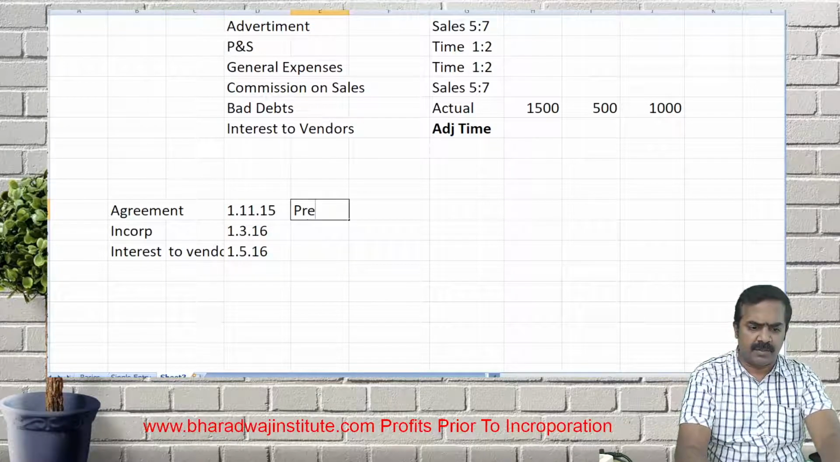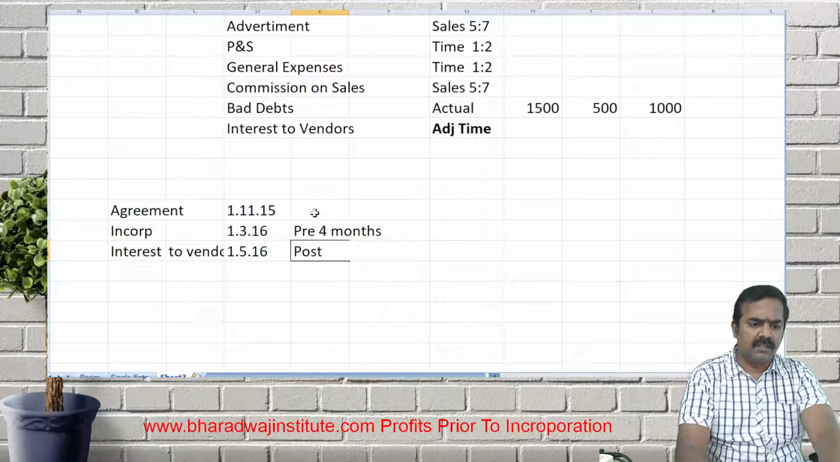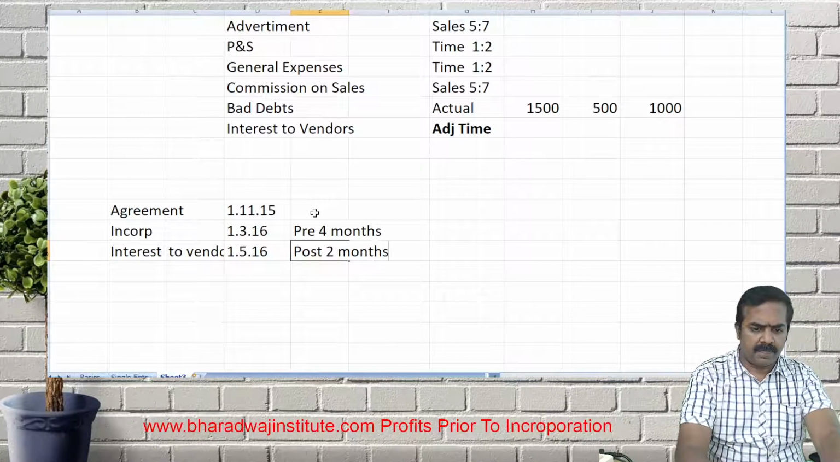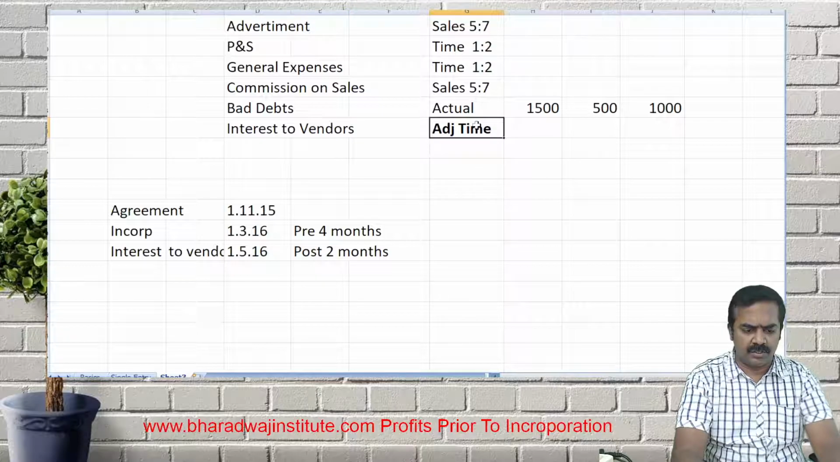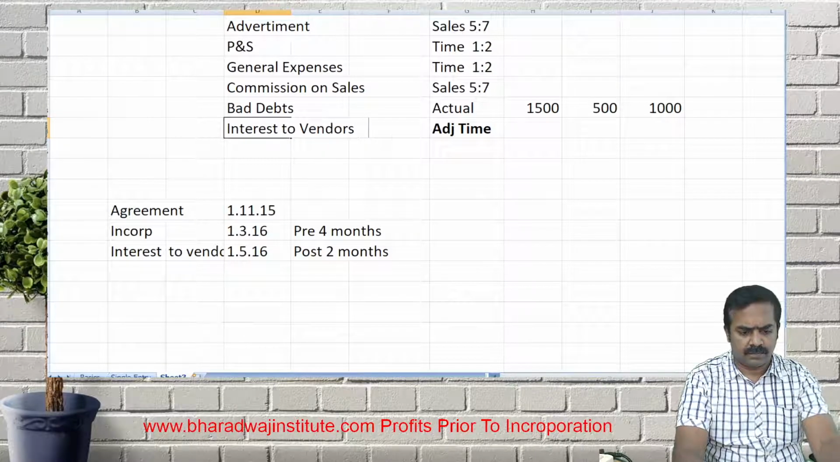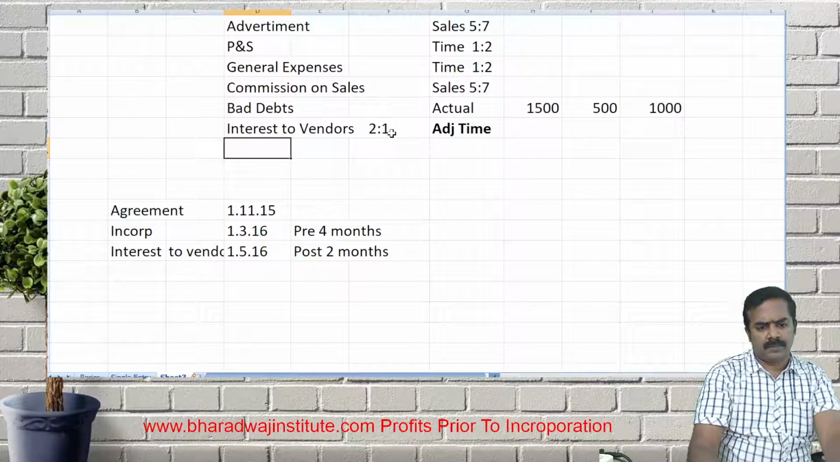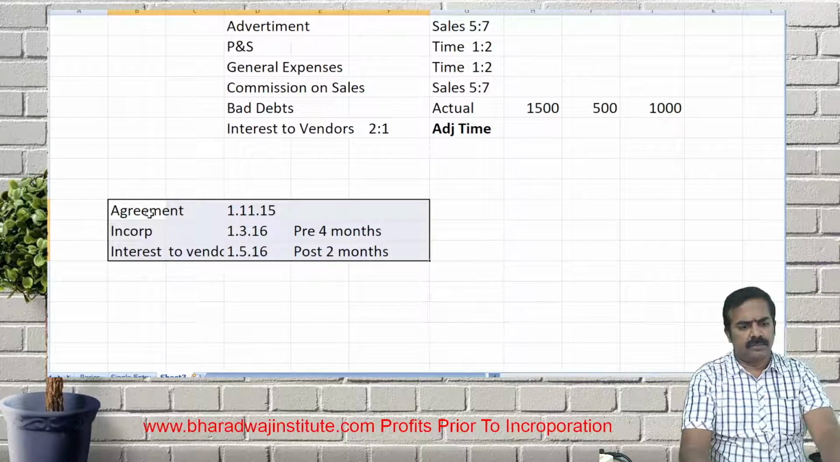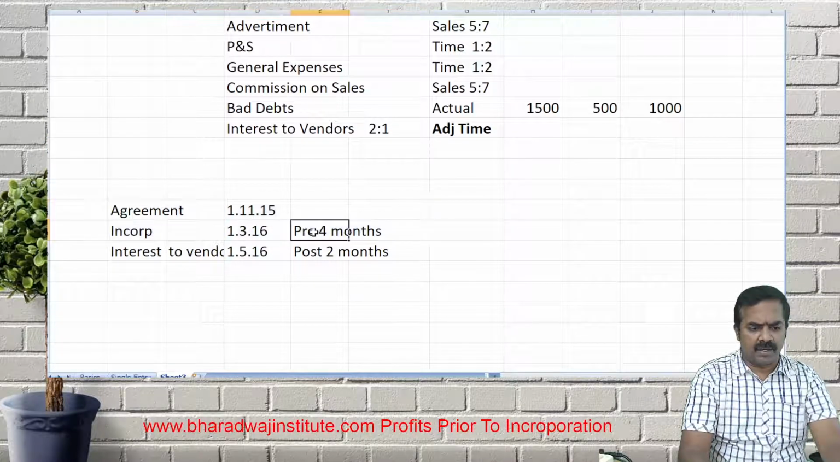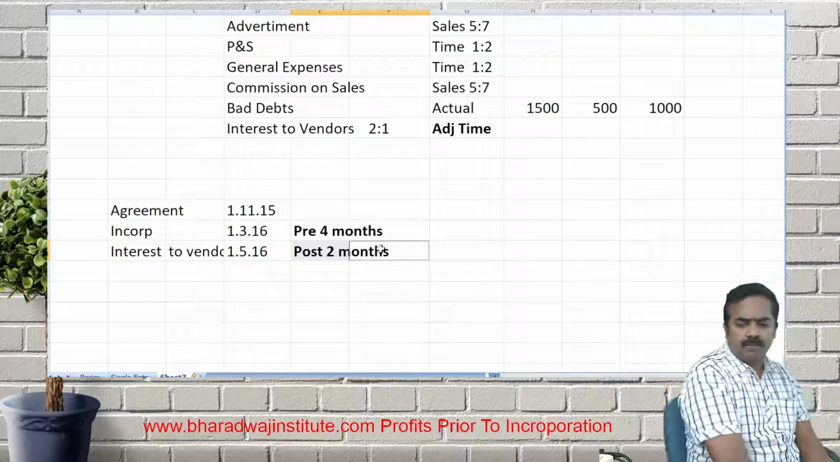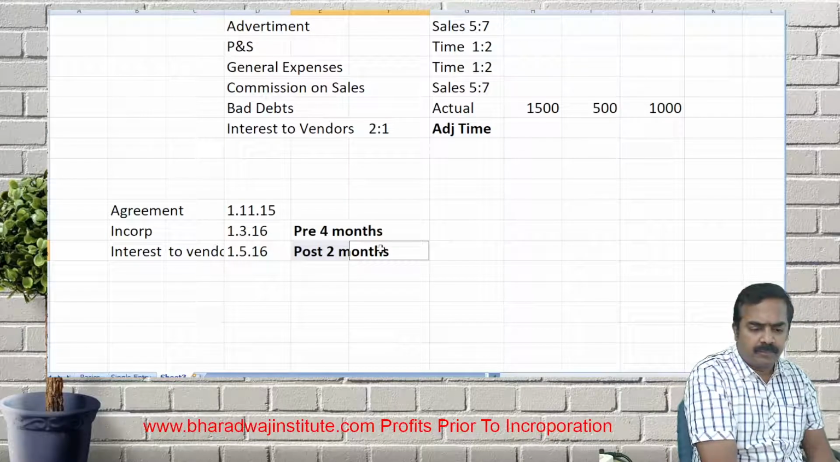Now how many months of pre-incorporation are covered? 4 sir. Pre-incorporation 4 months. No, post-incorporation 2 months. So the adjusted time ratio is 2:1. Clear? Interest was paid only up to what date? 1/5/2016. So pre-incorporation 4 months. Post-incorporation how many months? 2 months.